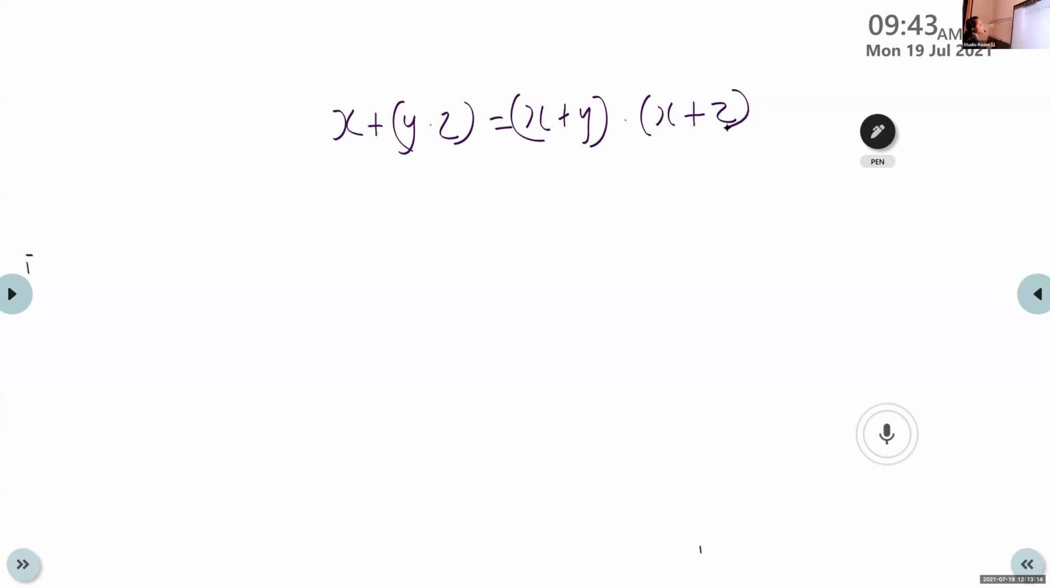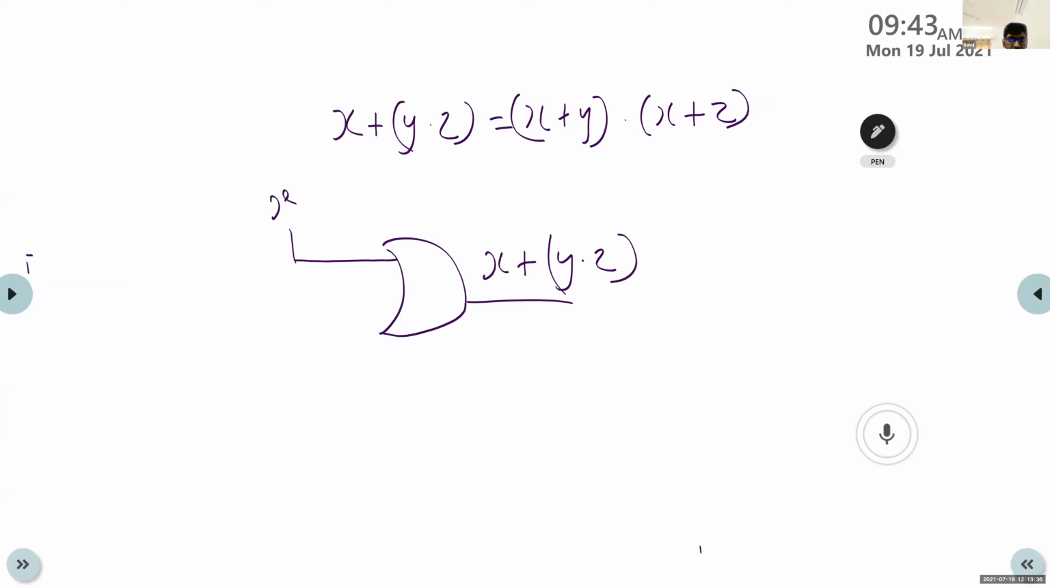How can we draw the logic circuit for this second distributive law? Rahul, which one is the common operator? Plus. So first we draw the OR gate. Then write the final output here. So it is X plus Y dot Z. Then which are the inputs, Rahul? X and Y dot Z. Then Y dot Z is represented using an AND gate. Which are the inputs? Y and Z. Okay.